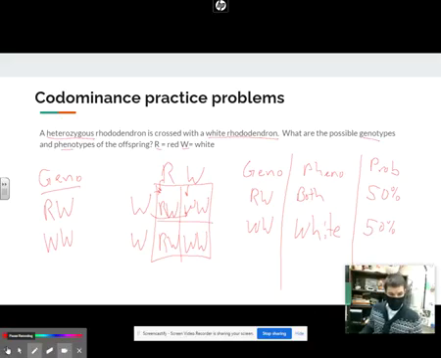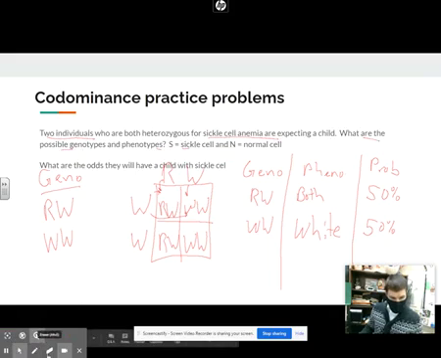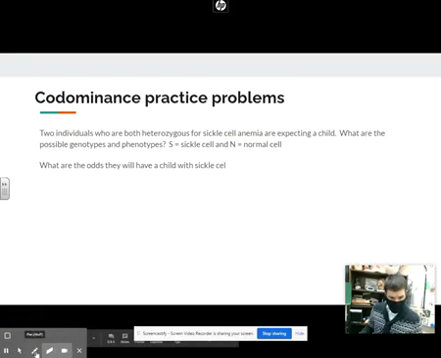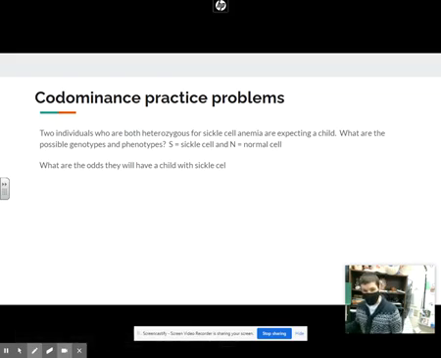One more practice problem, and then you can see if you can get this going at home. If I do this, there we go, clear all. See, I can learn. And we have our last problem here, which is 2 individuals are both heterozygous for sickle cell anemia, and they're expecting a child. What are the possible genotypes and phenotypes? And we've got our code here.